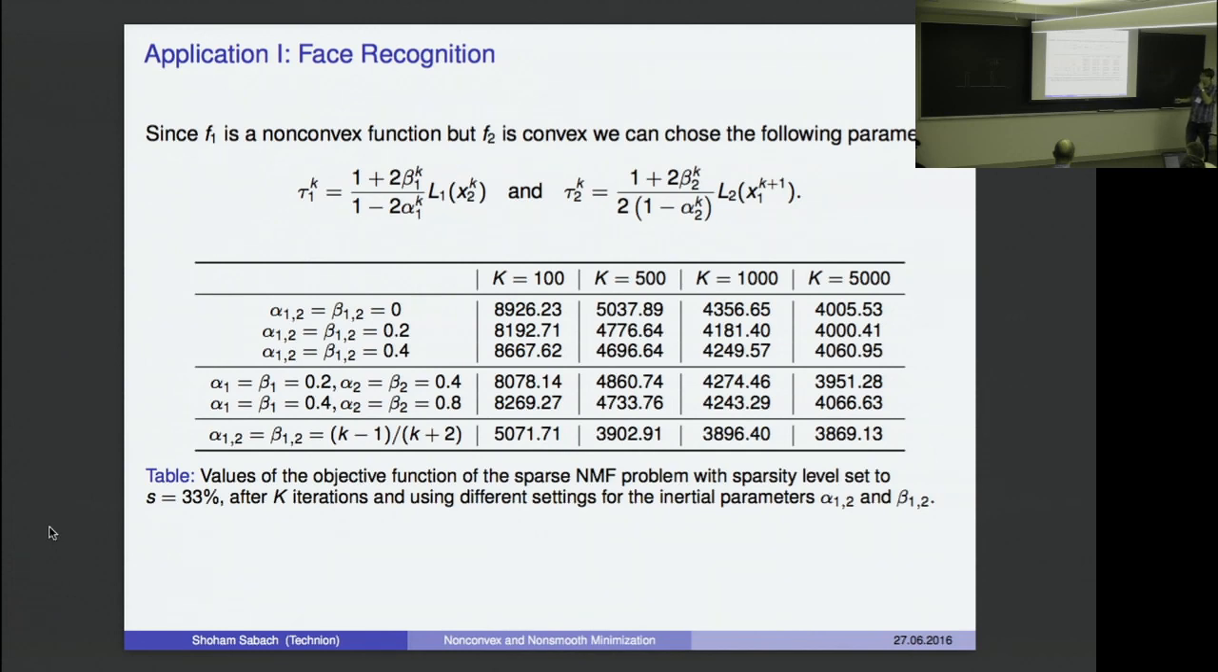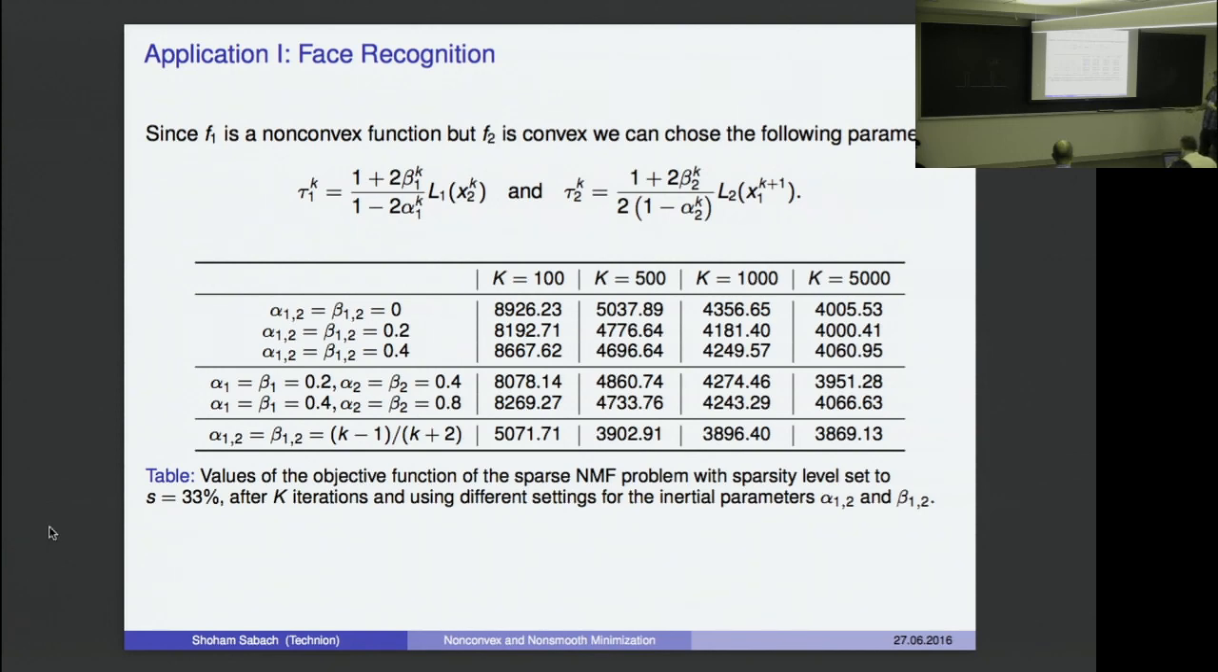block. The first block is, of course, if you take both parameters to be 0, then you recover the PALM algorithm. But if you take both parameters to be the same on both blocks, both alpha and beta, for example 0.2, you see a faster decrease of the function values. But we also saw that if you choose the parameters to be, for example, 0.4, then you get worse results even than PALM. So it's not necessarily that taking the largest inertial parameter will give you the best results.